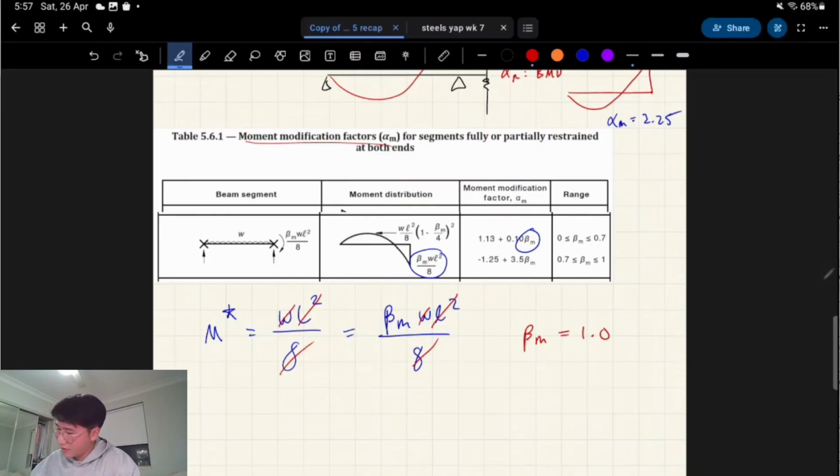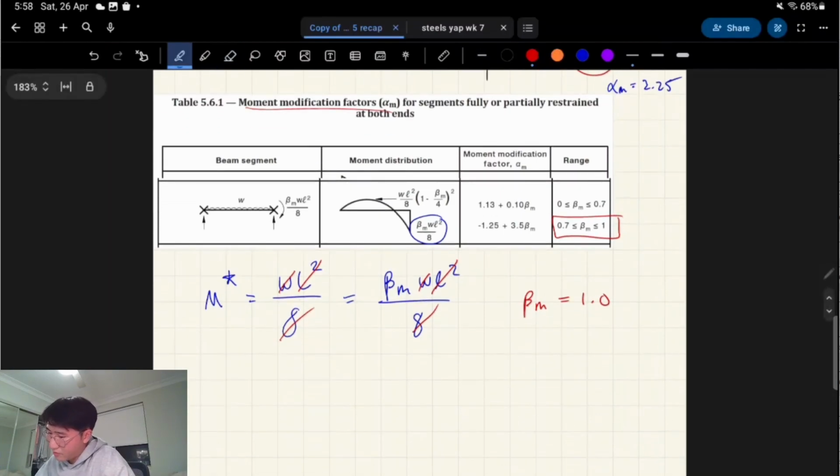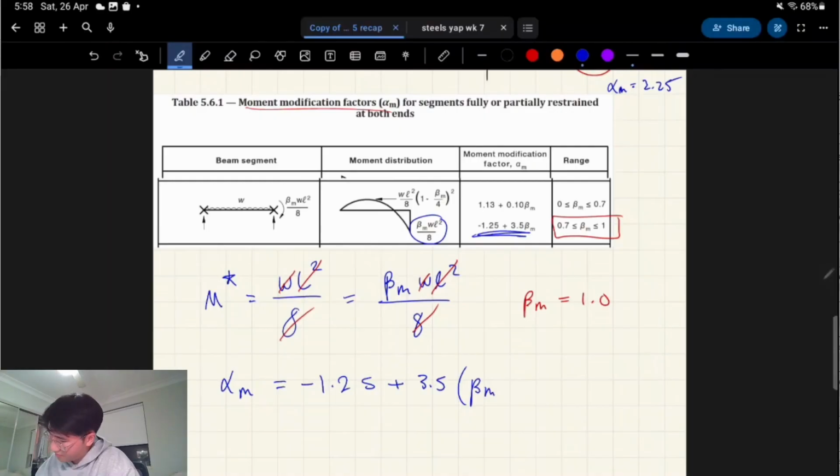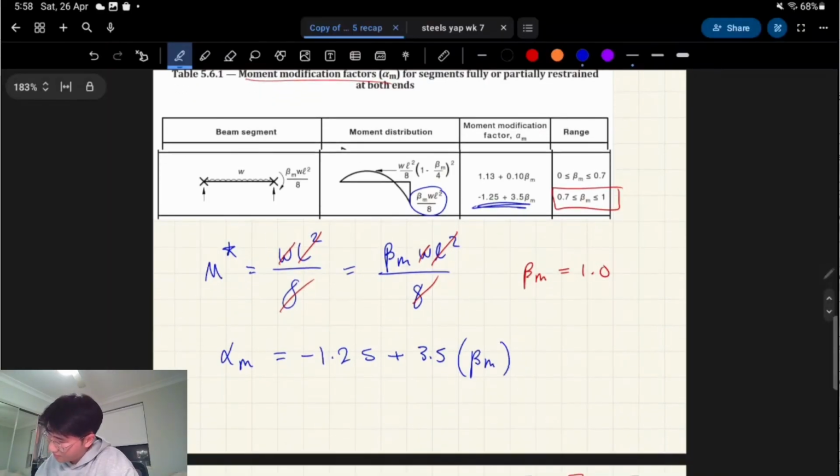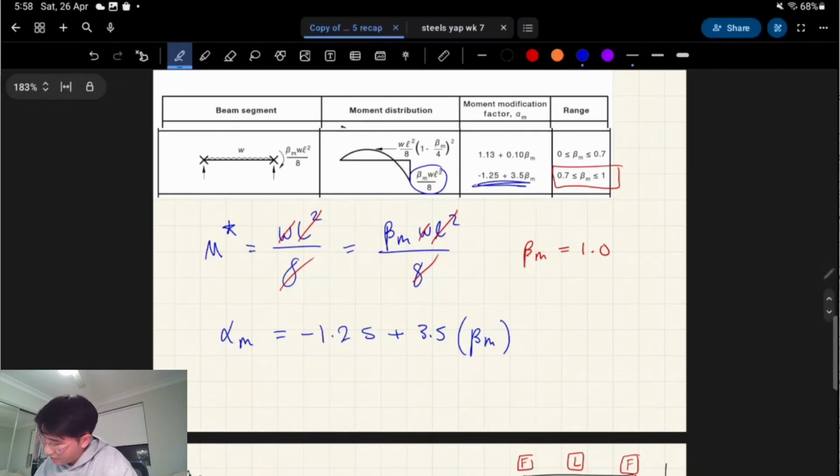You can see these terms all cancel out, giving us beta m is equal to 1, okay? So now we have an if statement. If beta m is between 0.7 and 1, we have to use this formula in order to find alpha m. This table is presented in a weird order, but this is essentially what we have to do. We just use this formula, like so, and we sub this in. This is 1. When you do this in your calculator, you get 2.25. So that's how you get alpha m is 2.25.